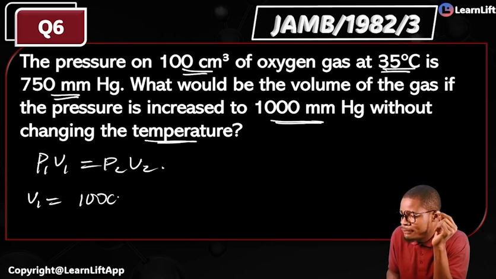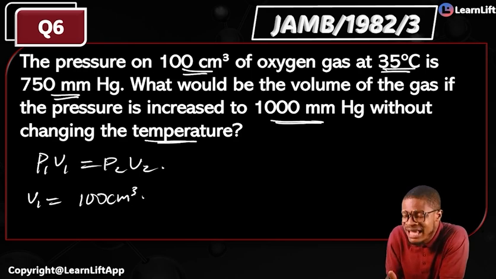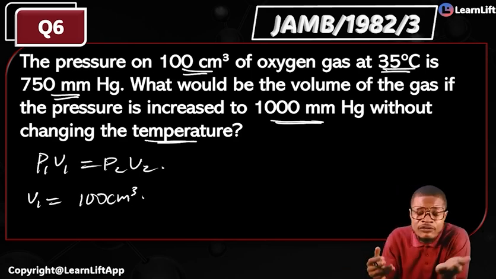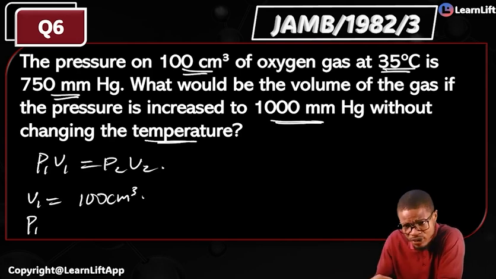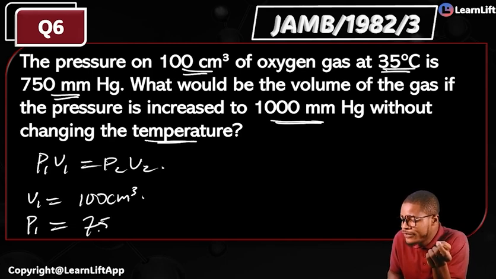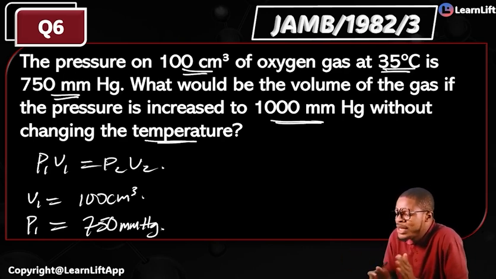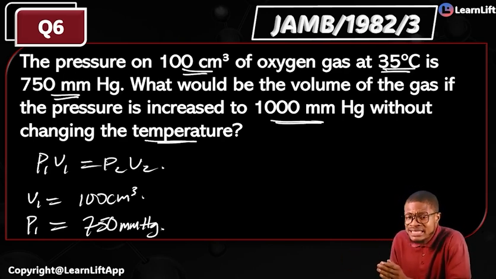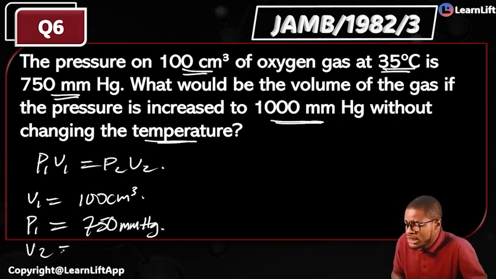V1 is 100 cm cube, right? The pressure on 100 cm cube of oxygen at 35 degrees Celsius is 750 millimeter mercury. So what's the pressure there? That's P1. Pressure is always in millimeter mercury here, or atm. So P1 is 750 millimeter mercury. The question says, what would be the volume of the gas? That means your V2.